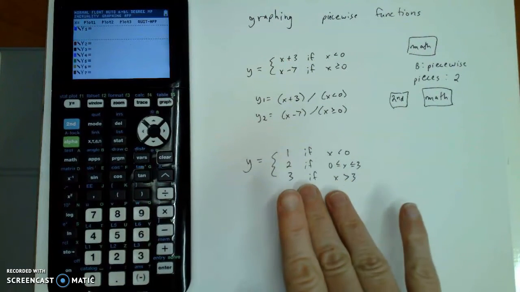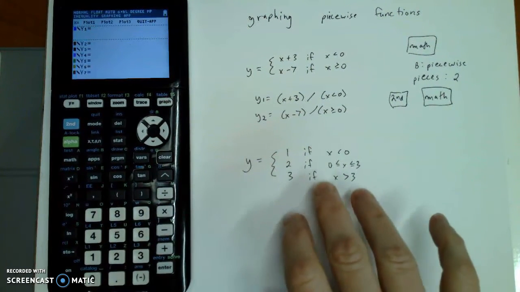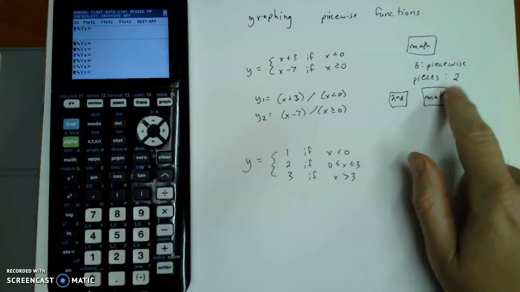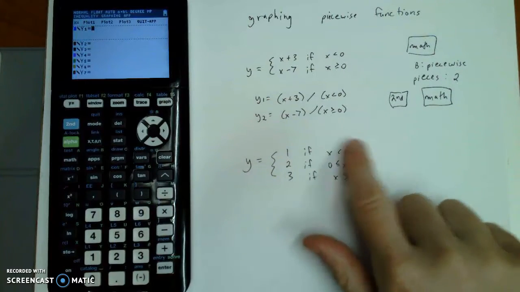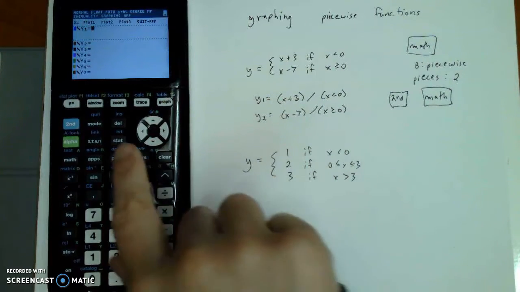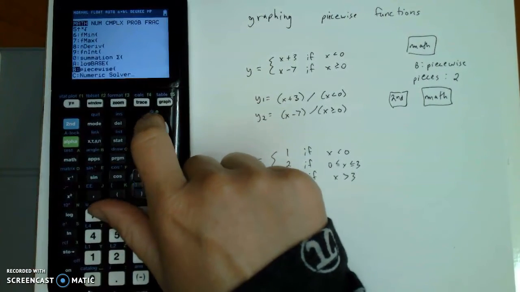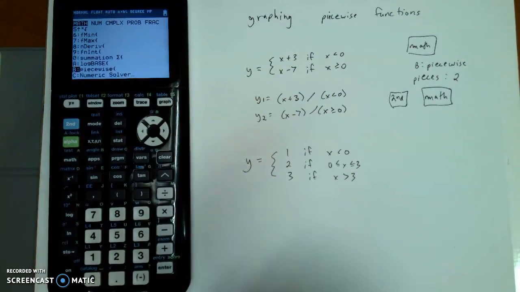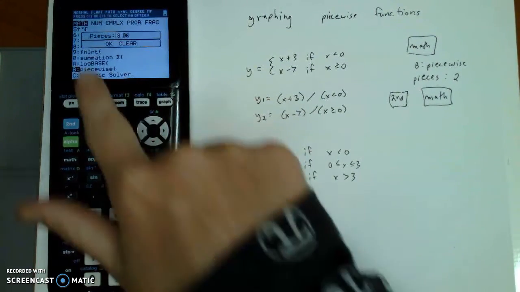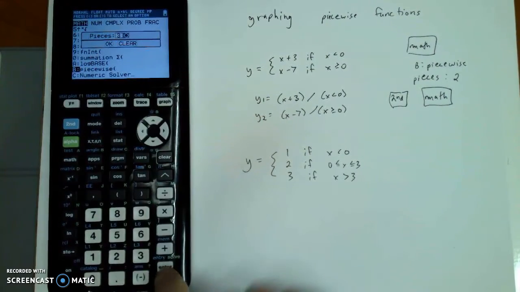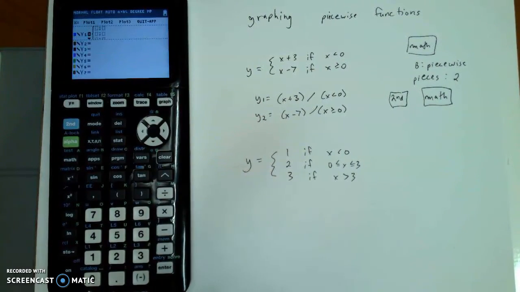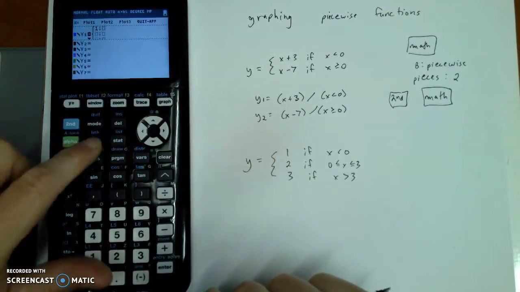Let's try now a 3-piece. So I've got one written out. Now again, if you've got this 3-piece, I'm going to type it in pretty much exactly how it looks. So I'm already in y equals. Let's go to our math menu. And I'm going to go up and around to get to that piecewise. It's a little bit quicker. And this time I've got 3 pieces. And let's go. So here I've got 1 and x.